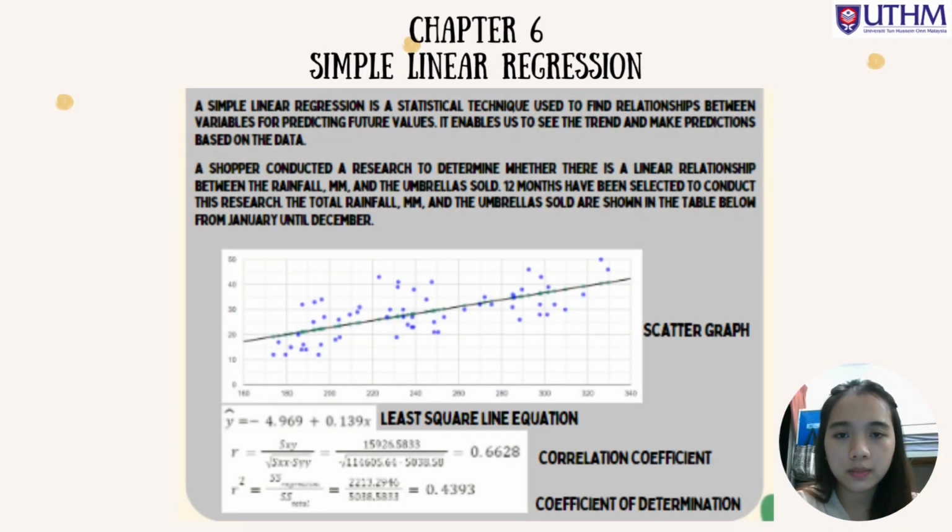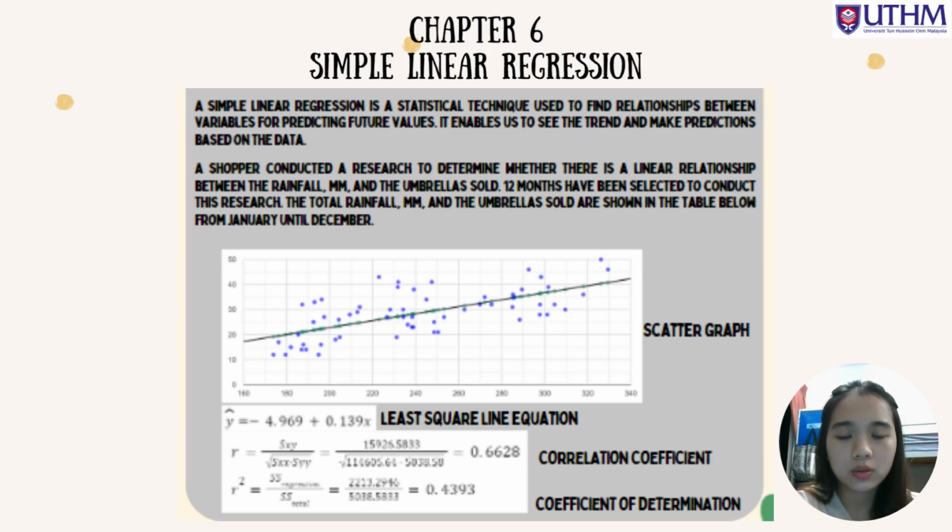Good day, Doctor. I'm Chelsea from Group 5, Section 5, Statistics for Engineering Technology. I'm going to present for Chapter 6, Simple Linear Regression. This is our scatter graph. The least square equation is y cap equals to negative 4.969 plus 0.139x. When the rainfall amount increases by 1 millimeter, the umbrella sold will also increase by 0.139%.